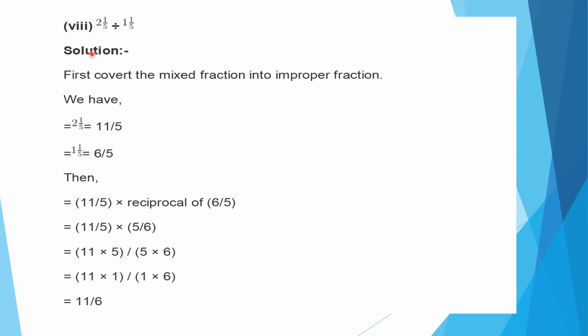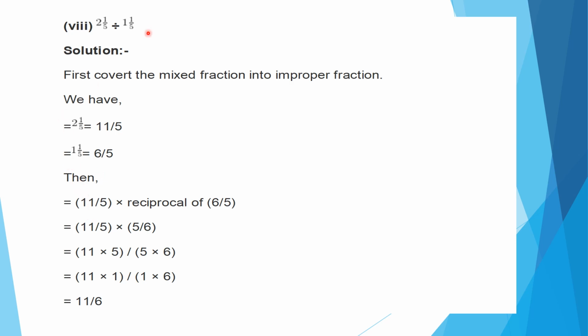Next sum is like this. Both are mixed fractions. So when the sum is like this, what we have to do, we have to convert that mixed fraction into improper fraction. So when we convert 2 1 by 5 into improper fraction, it will become 11 by 5, and 1 1 by 5 will become 6 by 5.